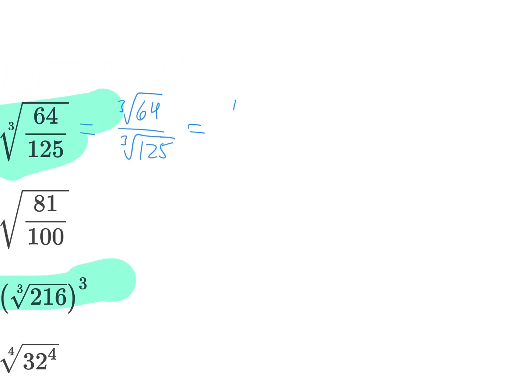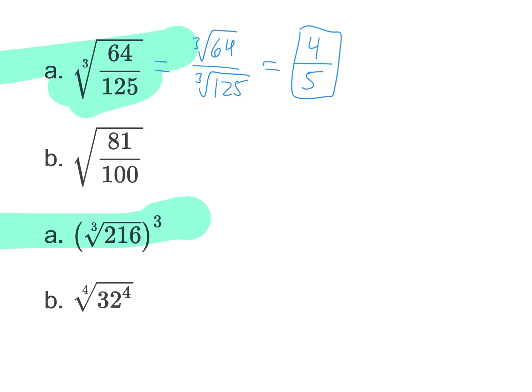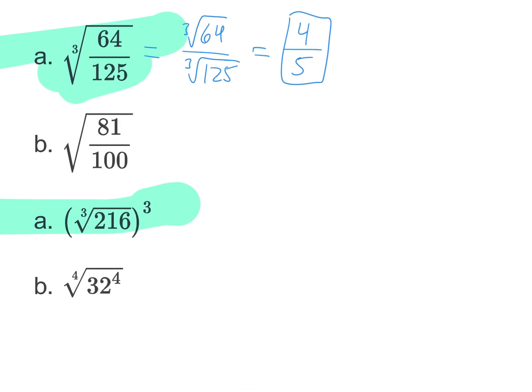And then we very simply just want to simplify the top and the bottom here. The cube root of 64 is just 4. The cube root of 125 is just 5. All right, okay with that one? All right, and then the cube root of 216 raised to the third power.